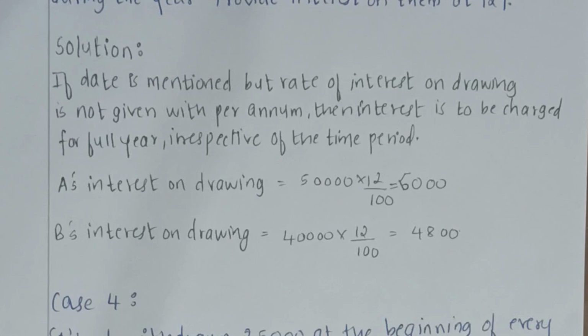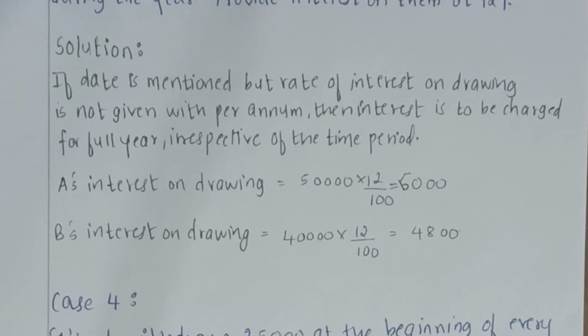If the date is mentioned, but the rate of interest on drawing is not given per annum, then the interest has to be charged for the full year, irrespective of when the drawing actually took place. Like here, the interest on drawing for A will be calculated as 50,000 into 12%, that is 6,000, and for B, 40,000 into 12 by 100, which comes to 4,800.